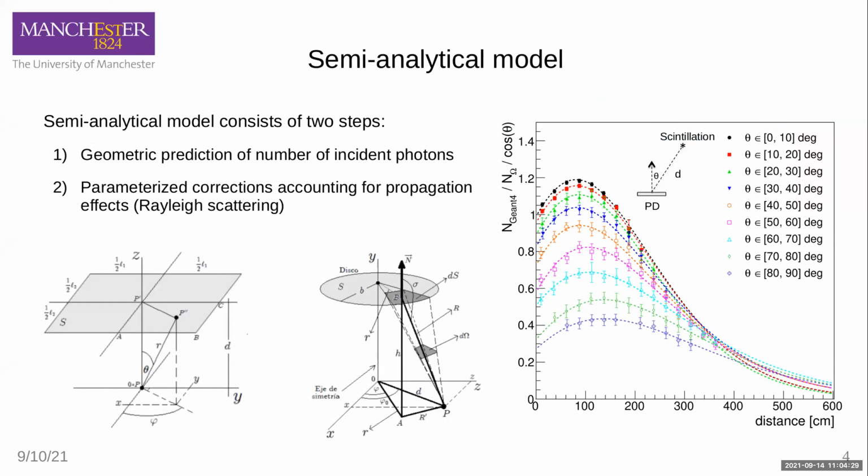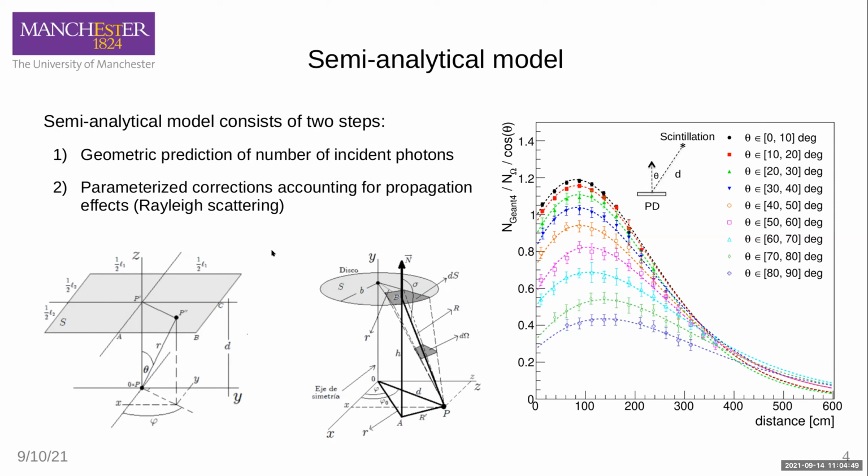So in this talk, I'll present an alternative approach, the semi-analytical model. This consists of two stages. We first make a geometric prediction of the number of incident photons that we expect on each photodetector. We do this by calculating the solid angle that these detectors subtend, which can be evaluated analytically and quickly for a variety of different detector shapes.